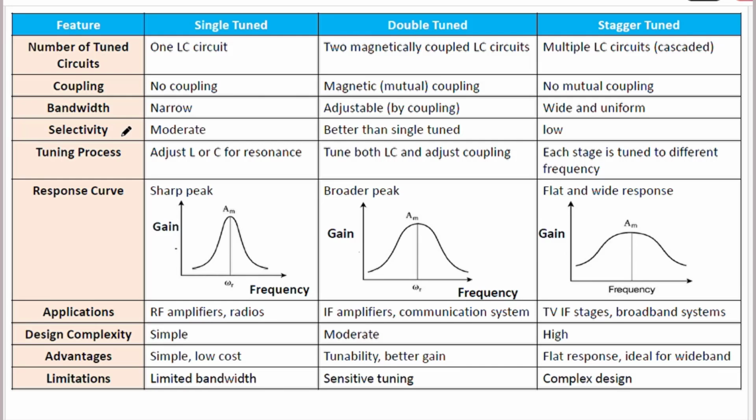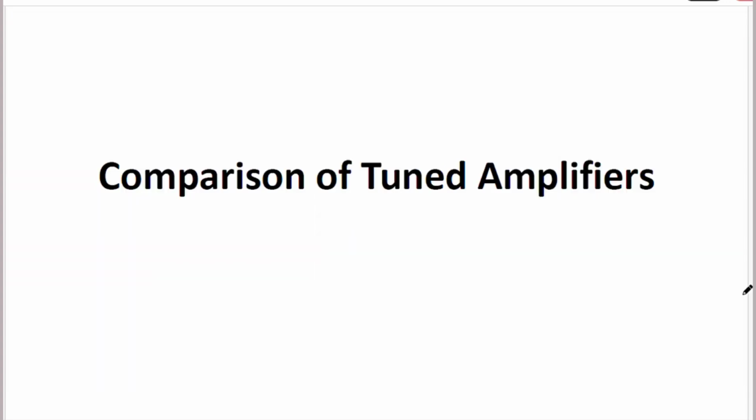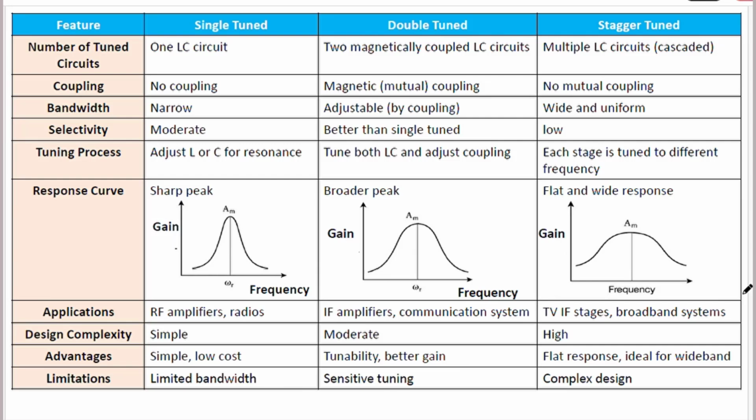And coming to the concept of selectivity, the selectivity is moderate in single tuned. In the double tuned amplifier, the selectivity is somewhat greater than the single tuned amplifier. And in the stagger tuned amplifier, the selectivity is less. Selectivity and bandwidth are inversely proportional. When the bandwidth is high, the selectivity is less. We explained it already in the past videos, so you can verify.